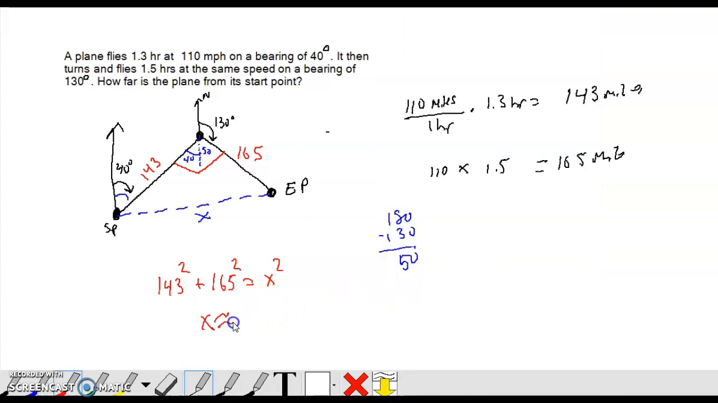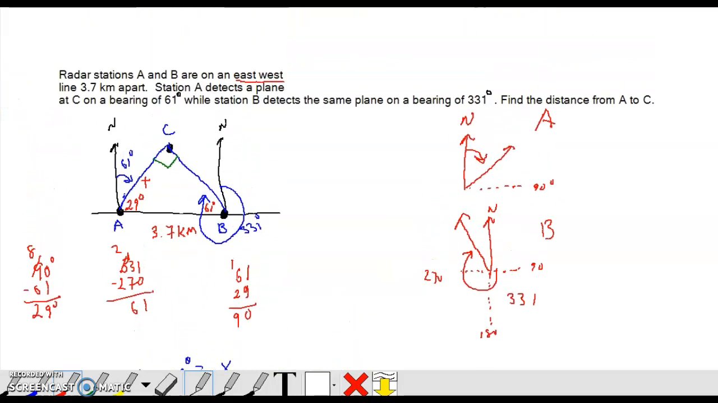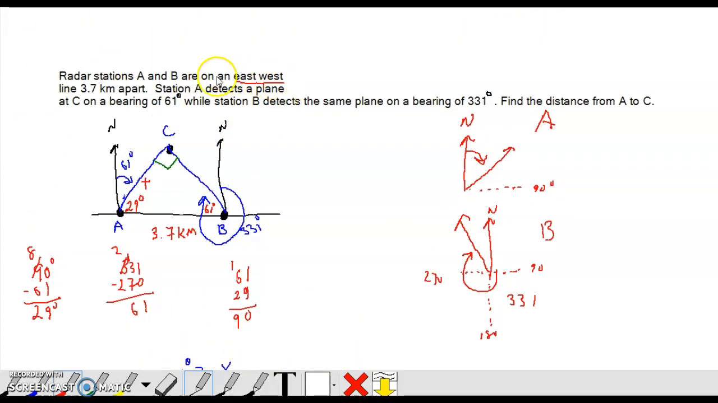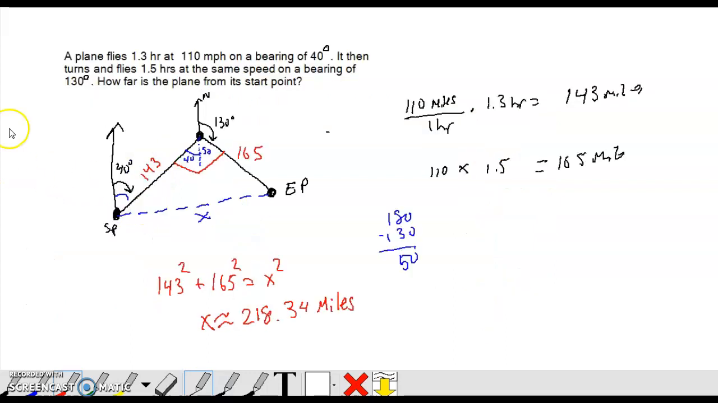So x is about 218.34 miles. So again, we want to be careful unless we see wording that says something like this, problem number 1, east-west line. Now I know that this is a 90-degree angle. This one didn't tell us anything with that, so we have to still figure out, is it a 90-degree triangle, and then where to go from there.